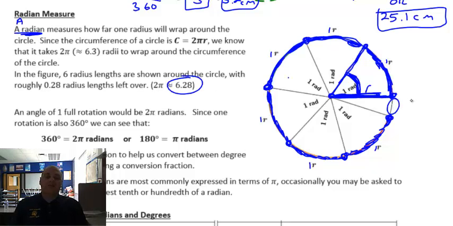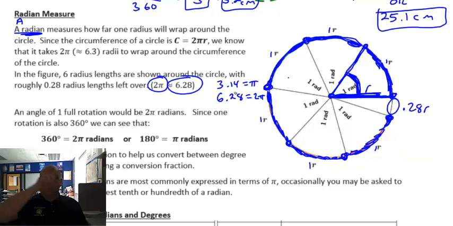It's about 6.28. This piece right here is 0.28 of a radius, whatever that is. And that means that 2 pi, because 6.28 is 2 pi, right? 3.14 is approximately pi. So if I double that, it's about 6.28. That must be 2 pi, right? If I multiply pi by 2, I get 2 pi. Around a full circle is going to be 2 pi radians. So 2 pi radians is equal to 360 degrees.